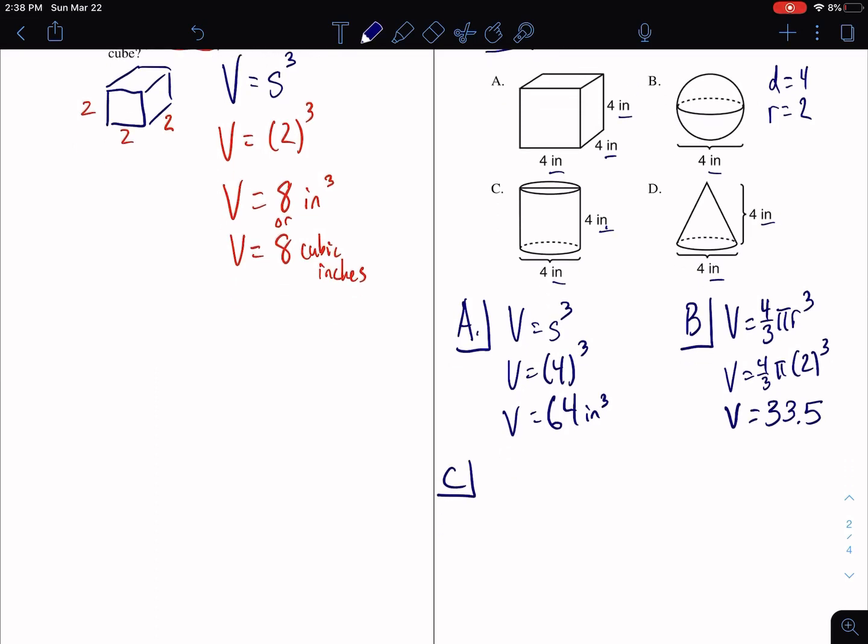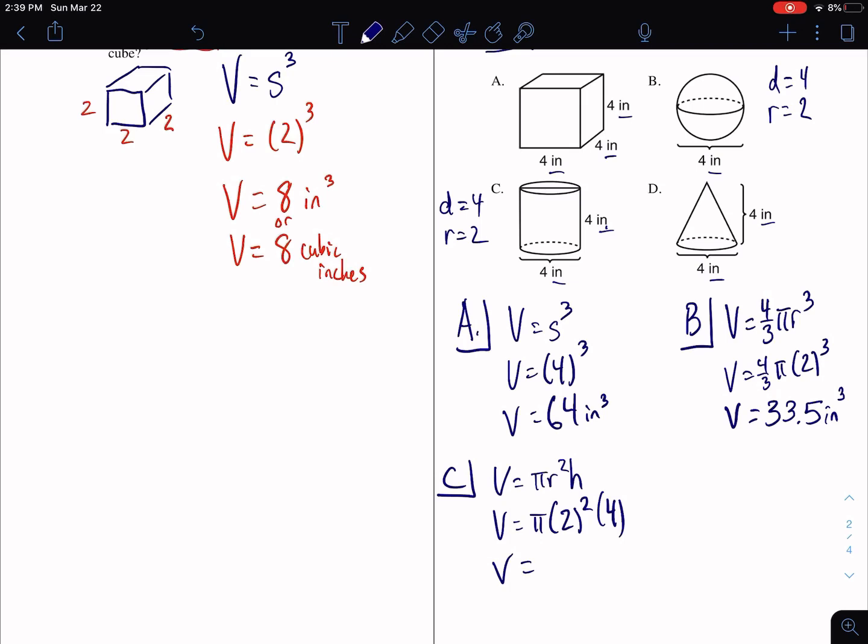Okay, let's look at answer choice C. Now, answer choice C, again, they did something tricky. They gave you the diameter of the bottom of the circle. We want the radius, so we're actually going to be using r equals 2. Now, this is a cylinder here for part C. Be careful, we're sticking with volume. Volume is going to be pi r squared h. So volume is going to be pi, our radius, again being careful, is 2 squared, and our h is 4.